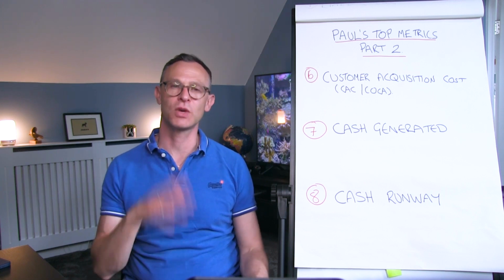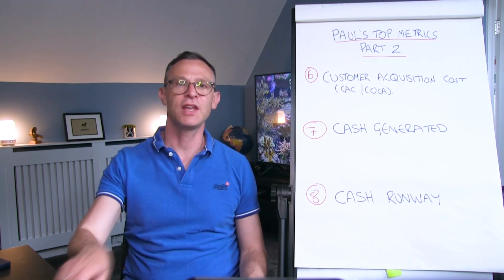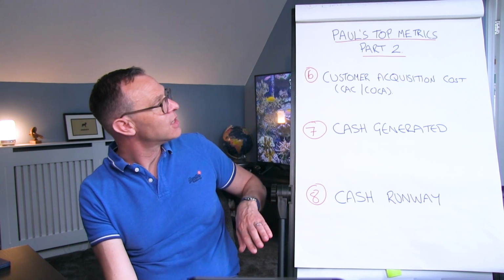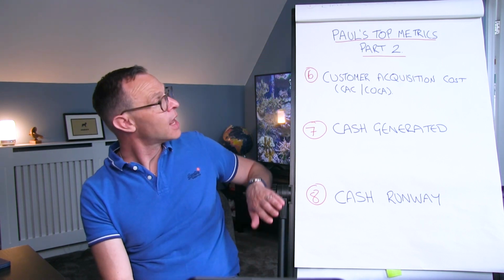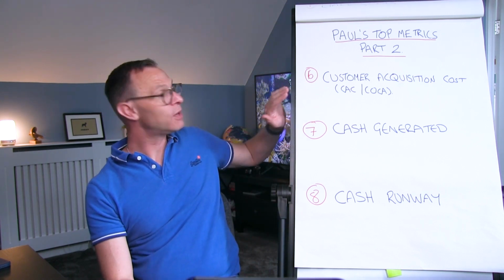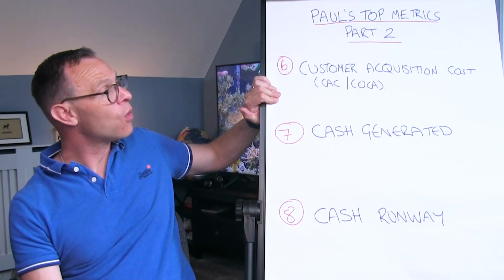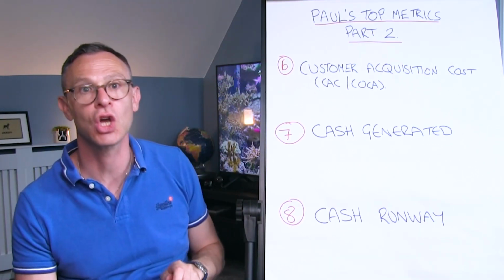So we covered metrics 1 to 5 in the last video. In this video, we're going to be looking at 6 to 10. So let's dive on in. Metric number 6 that you should be tracking is what we call the customer acquisition cost.